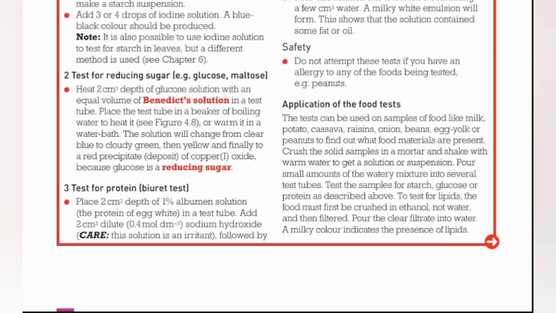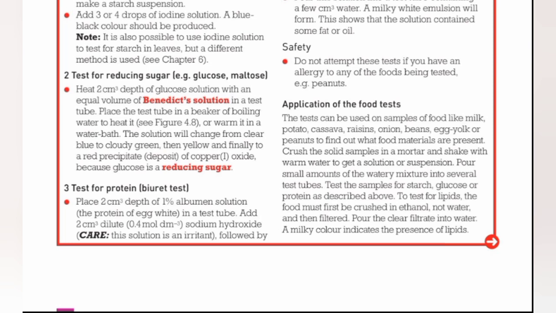Let's quickly review today's lesson. The iodine test is used to detect starch. The Benedict test is used to detect reducing sugar. The Biuret test is used to detect proteins. And the ethanol emulsion test is used to detect lipids. Each test produces a specific color change that confirms the presence of a particular biological molecule.